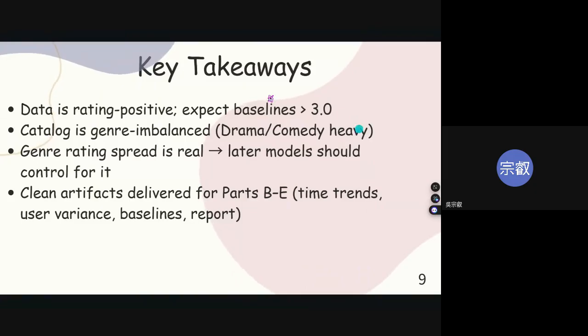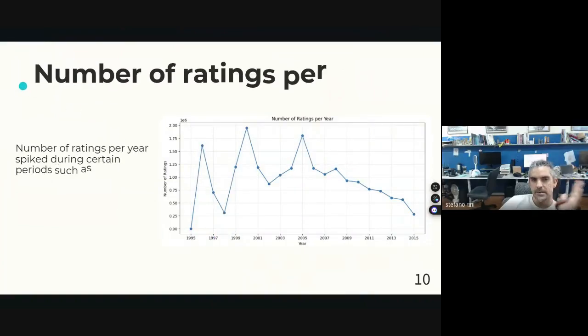And this is my part's key takeaways. Data is rated positively. Expect baselines larger than 3.0. Catalog is genre imbalanced, especially drama and comedy heavy. Genre rating spread is real. Later models should control for it. Clean artifacts delivered for parts B to E. That's all for my part.